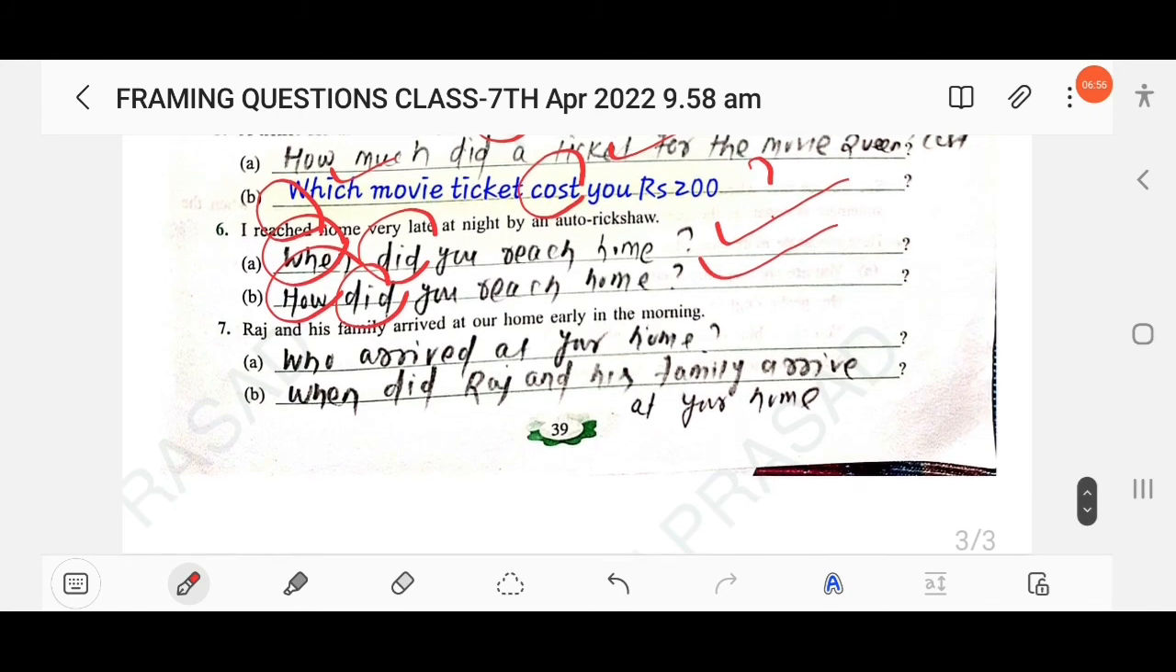The next: Raj and his family arrived at our home early in the morning. Here you can also ask who. Who arrived? Simple past tense is used. Who arrived at your home early in the morning? Then you can also write when: when did Raj and his family arrive at your home? First who and then second when. Clear?